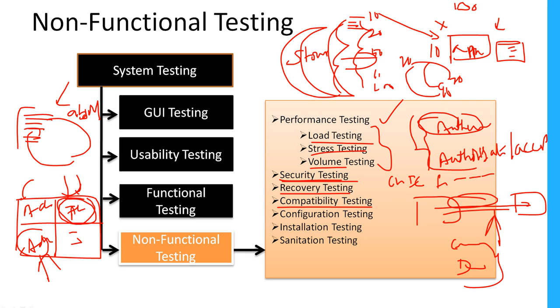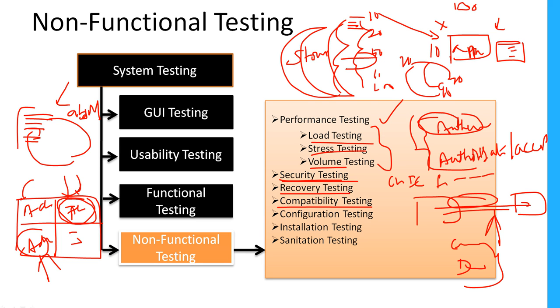And especially for product based companies, you need to install the software on multiple operating systems like Unix, Linux, Windows, Mac, right? So you need to test your product on multiple operating systems. So that is also one kind of compatibility. OS compatibility, browser compatibility, and hardware compatibility.